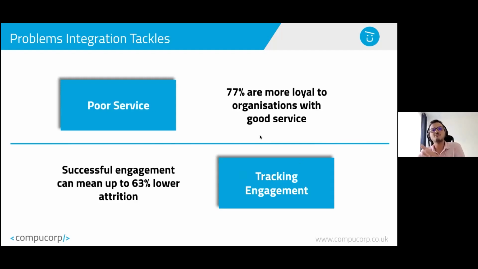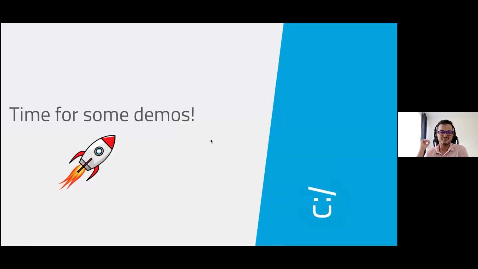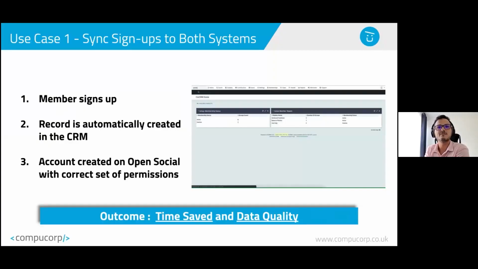Cool. So now we have covered the 4 most common issues: data quality, time loss, poor service, and track engagement. I'll move to what I hope is the most exciting part of this webinar, which are the demos. I have prepared 4 different videos for this, each one for a different user story. Some very basic, and maybe others more niche, but hopefully they give you some flavor of the things that you could be doing if you had your platforms integrated.